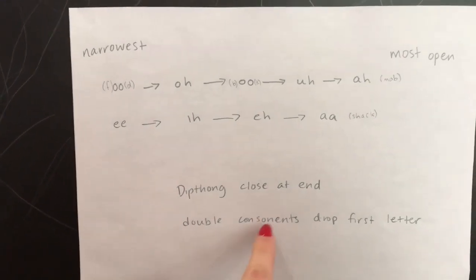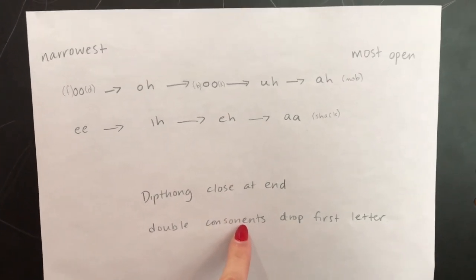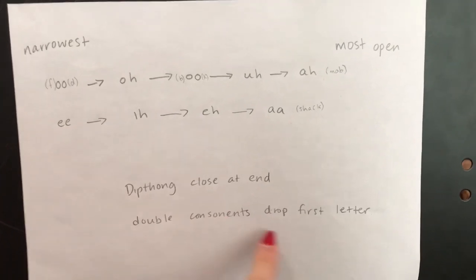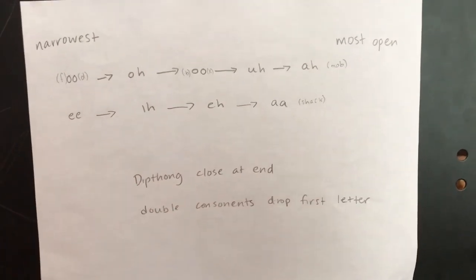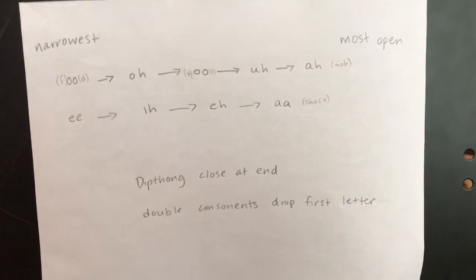When you have a double consonant in a word, like heart, RT, you can drop the first consonant. So you might modify to hot rather than heart. So that's vowel modification in a nutshell. That's such a weird expression.